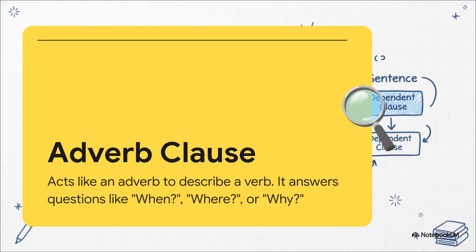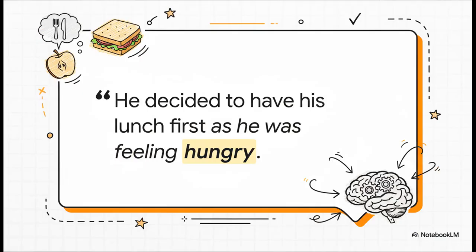Next in the toolkit is the adverb clause. Think of this as your context tool. Its job is to explain the circumstances. It answers all those reporter questions: when, where, why, and how. In this sentence, the clause, as he was feeling hungry, gives us the reason, the motivation. It's the difference between just stating a fact and telling a little story. You're showing cause and effect, and that makes your writing way more logical and compelling.